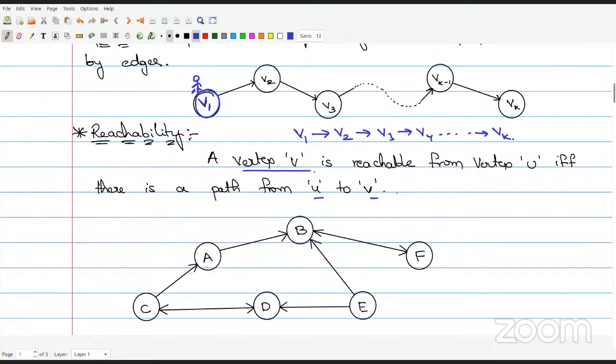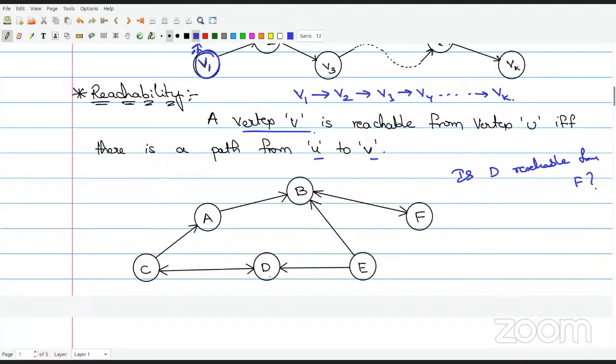That's it. Now the questions can be like, is D reachable from F? So is vertex D reachable from vertex F? Can you look into this graph? Now let us take this graph. If someone asks you from F, now you are at F. Sir, can you scroll a bit?